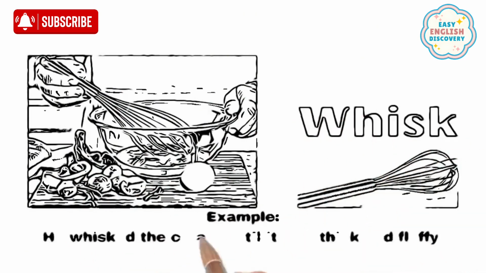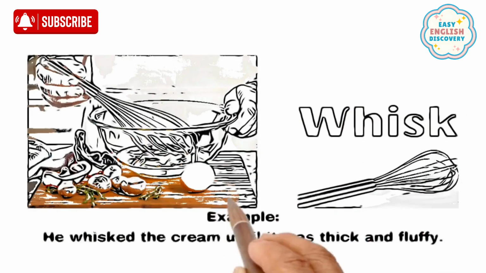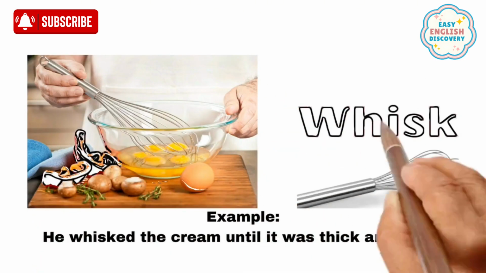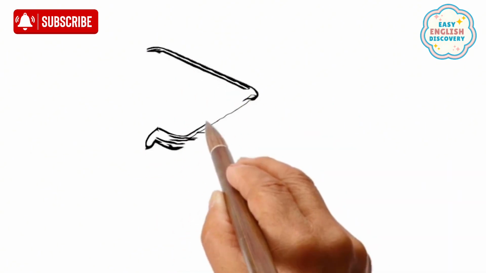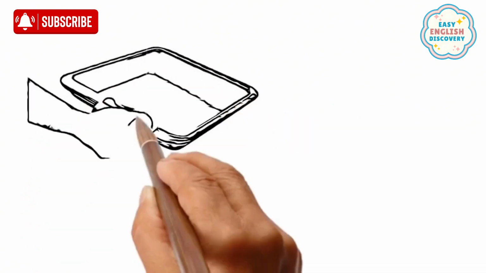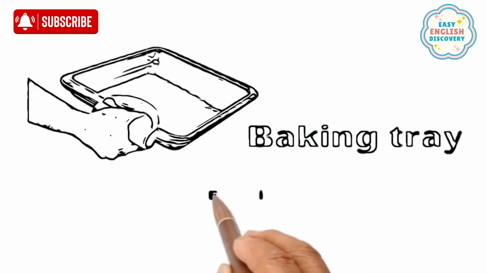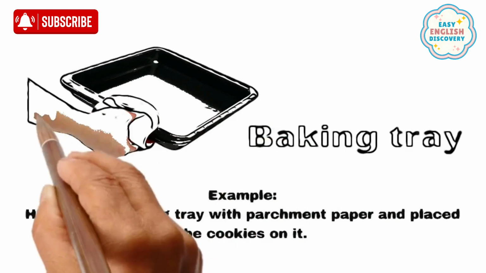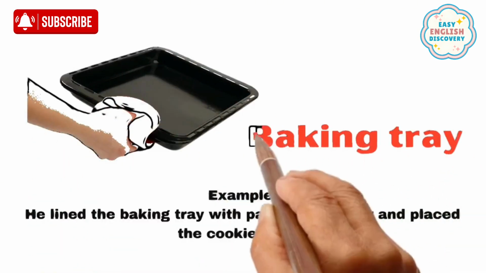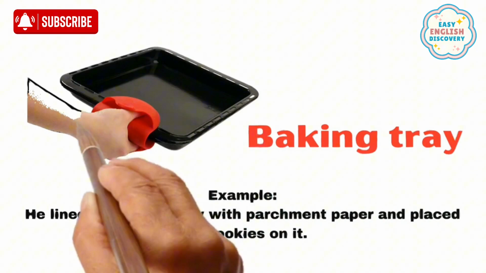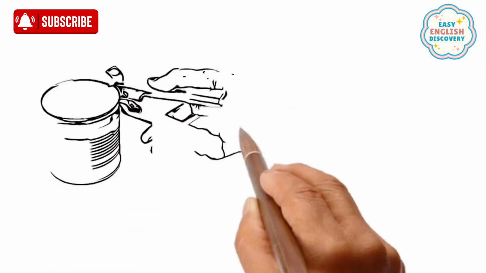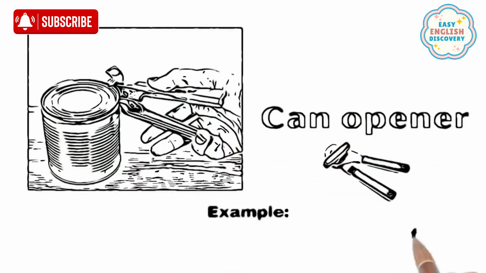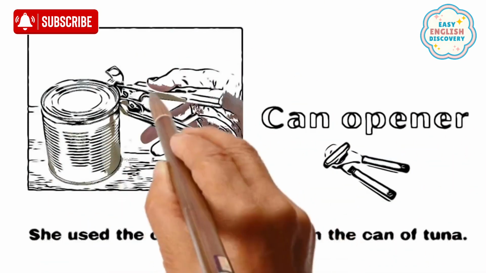Whisk. Example, he whisked the cream until it was thick and fluffy. Baking tray. Example, he lined the baking tray with parchment paper and placed the cookies on it. Can opener. Example, she used the can opener to open the can of tuna.